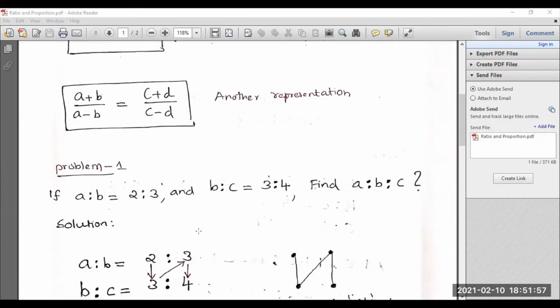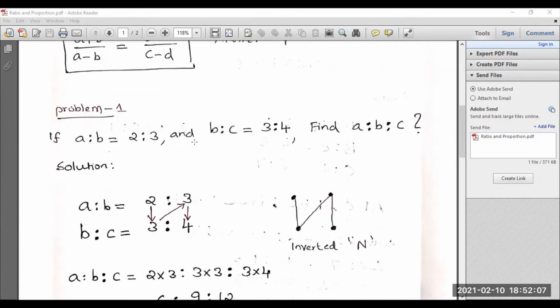Let us move on to the first example. A is to B is equal to 2 is to 3 and B is to C equal to 3 is to 4. Find A is to B is to C. So what is the solution? That is a simple method. First and foremost, you can write A is to B is equal to 2 is to 3. Similarly, B is to C equal to 3 is to 4.